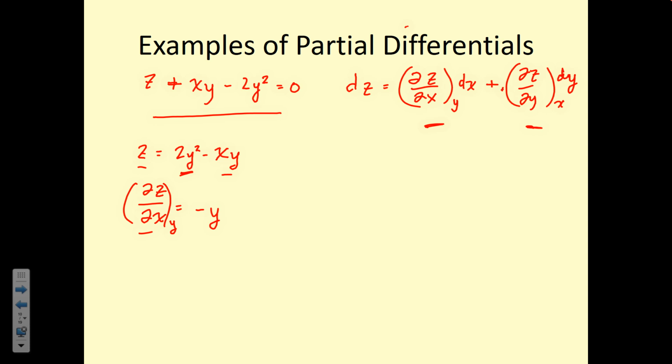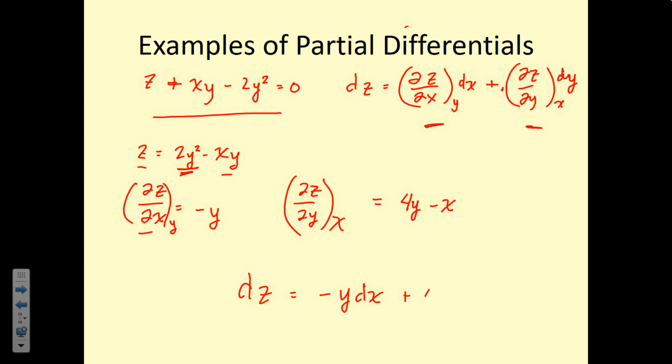Okay. So now we do del z with respect to y holding x constant. So let's look at this equation again. What's the derivative of 2y squared? Or y? What's the derivative of negative xy? Negative x. So the answer is dz is equal to negative y dx plus 4y minus x dy.